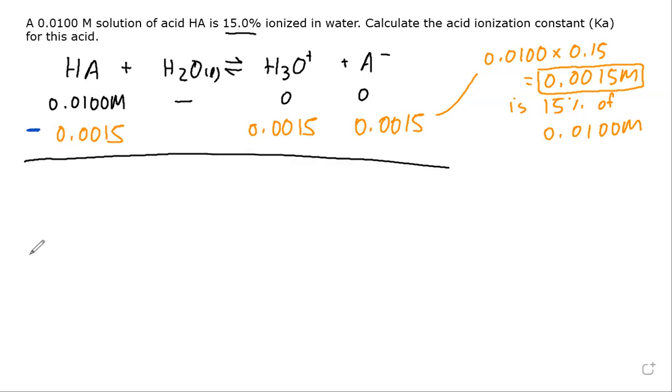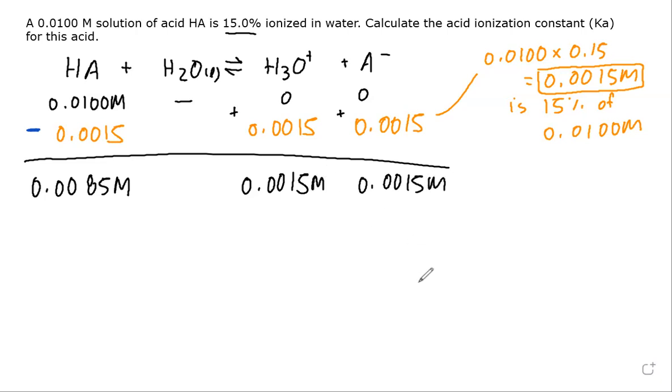So for my final weak acid concentration, I get 0.01 minus 0.0015, 0.0085 molar. And for my concentration of conjugate base formed once the reaction has reached equilibrium, it's 0.0015. You add those two, and same thing here. You started with 0, and then you produced this much. So 0.0015 molar.